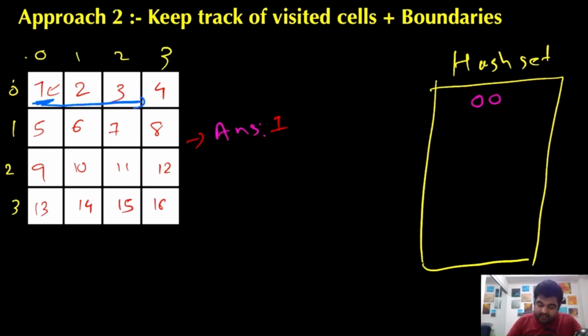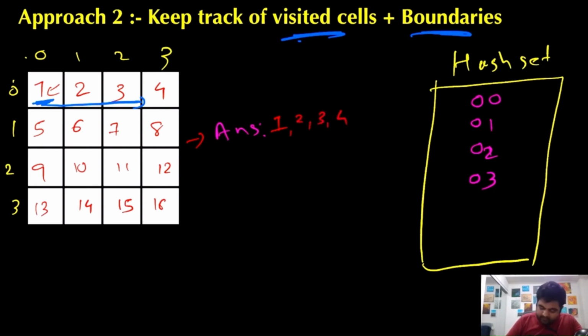Remember, either a boundary or a visited node, both are the things we are keeping track of. And at the same time we are going to add all the entries. So in this case we would have added entries like 0 0, 0 1, 0 2 and 0 3. All the things we have added, we have also added to our answer, since we have already traversed these nodes 1, 2, 3 and 4.